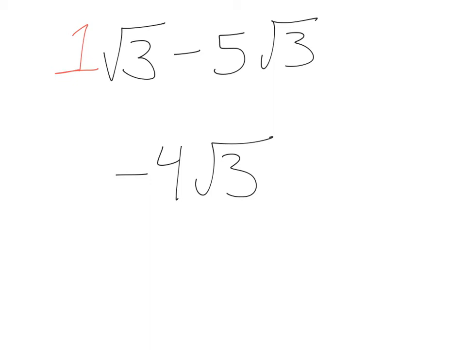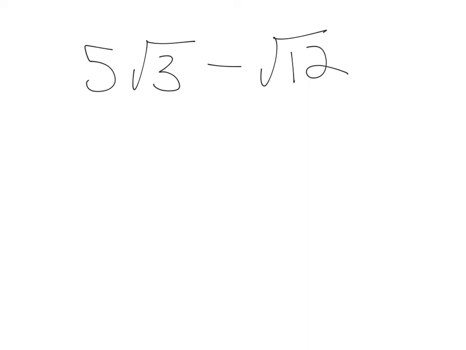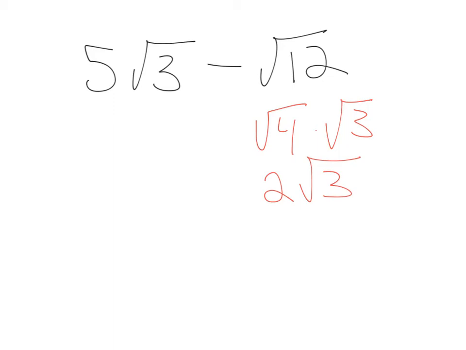It's not always going to be obvious that you can combine radicals or that the radicals are like. For example, you might have something like 5 radical 3 minus radical 12. Initially, you might say to yourself, well, those two aren't like, there's nothing I can do. However, radical 12 can be simplified. It simplifies to the square root of 4 times the square root of 3, which is 2 times the square root of 3. So now, I do have like radicals, so I can do my subtraction.